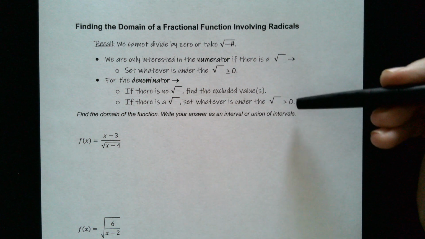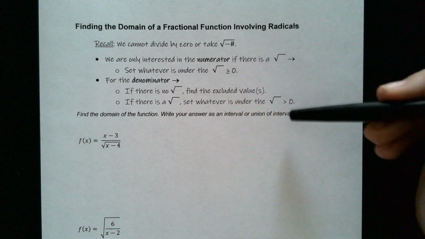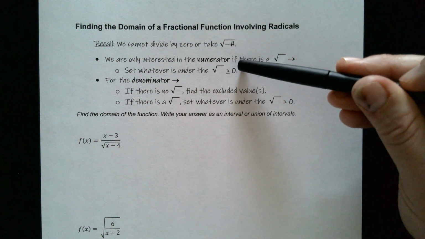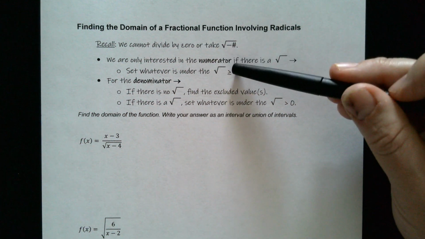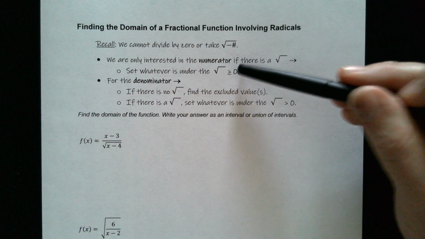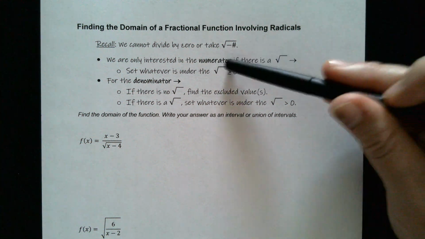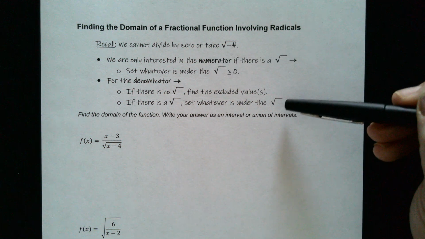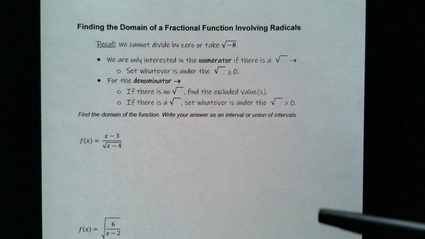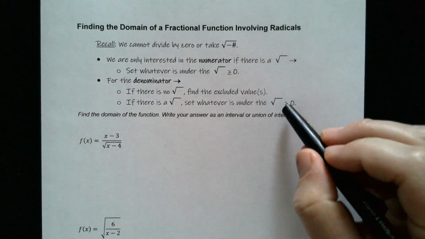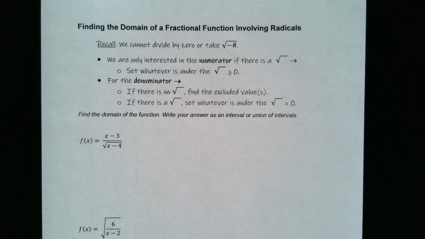Now notice the difference between this and this. This had greater than or equal to 0 when it's in the numerator, right? So you can actually be equal to 0, and that's fine in the numerator. That's the top. But on the bottom, you can't have a 0 in the denominator. So we have to make sure that it's greater than 0, not just greater than or equal to 0.